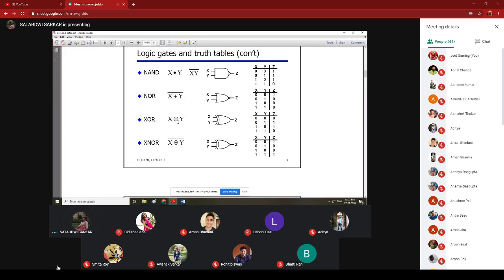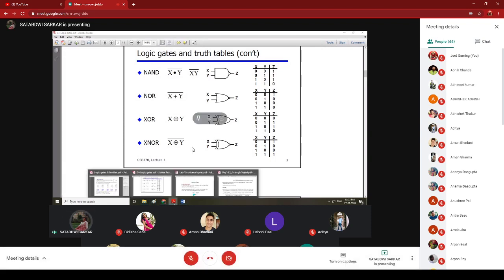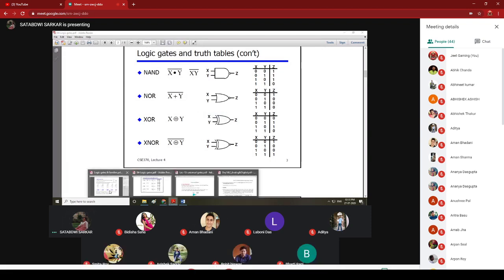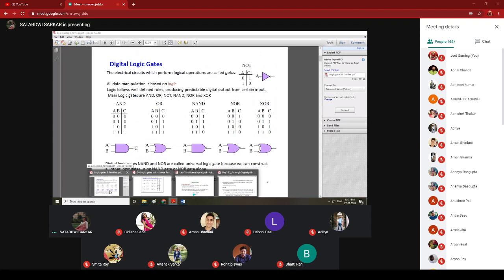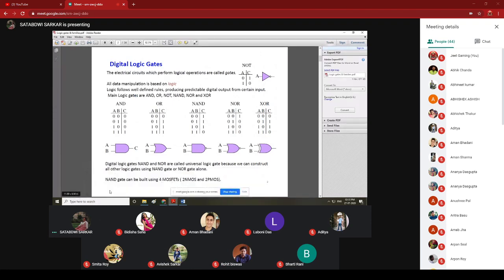Now the XOR operation. This is X plus Y XOR, that is A bar plus B bar. See here. So this is the XOR.